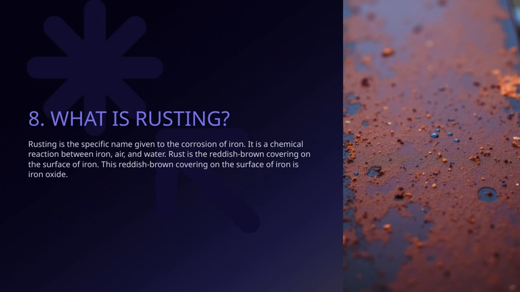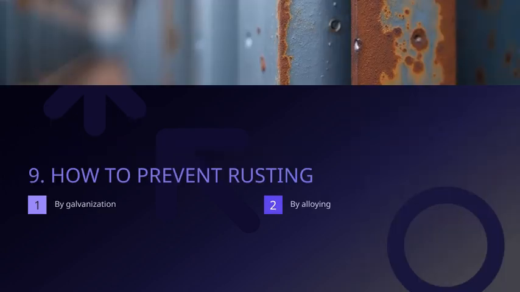This reddish-brown layer isn't just a surface stain. It actually indicates that the iron is breaking down due to this chemical process. Understanding rusting is important because it helps us grasp how materials degrade over time and why protective measures are necessary to prevent damage. Let's now look at how we can prevent rusting effectively.